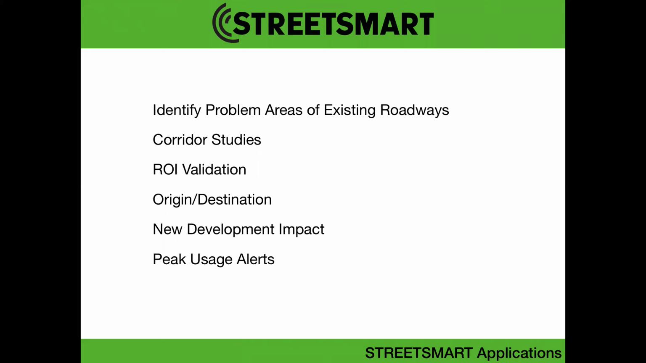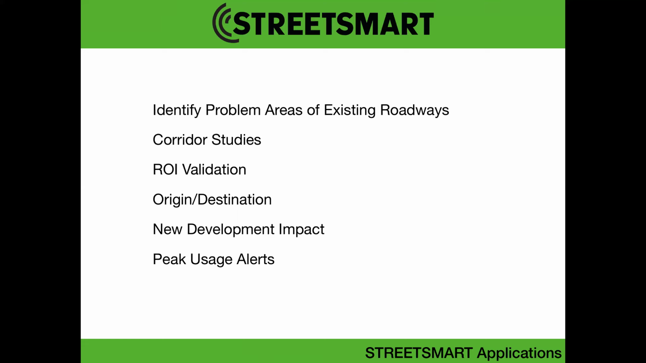Origin destination. STREETSMART allows you to see where people are coming from and at what segment they enter the roadway. New development impact. What kind of strain does a new shopping mall or attraction put on the surrounding roadways? Does it create new capacity concerns on alternate or parallel routes? Peak usage alerts. STREETSMART can notify the traffic manager when congestion delays reach a set threshold.